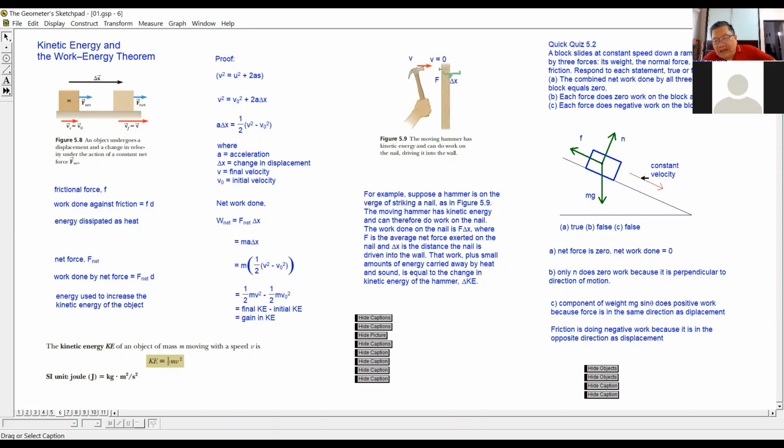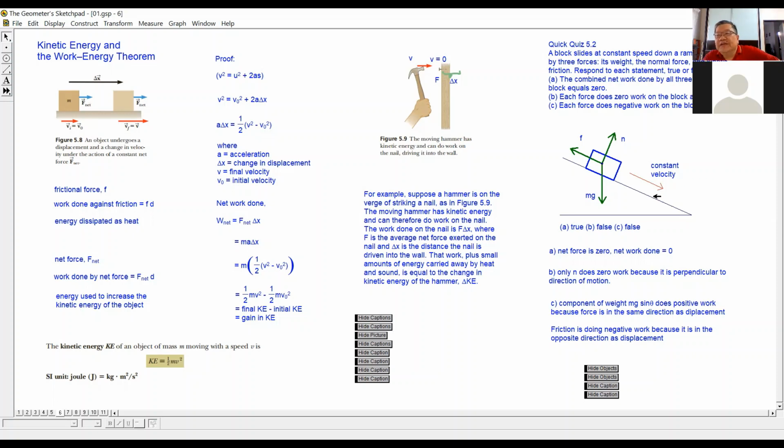The fact that they say constant velocity means there's no net force. All the forces balance one another. There's no net force, not like these cases here. This one got net force, this one got net force, this one has no net force. Now, what are the forces acting on this block so that they balance one another?